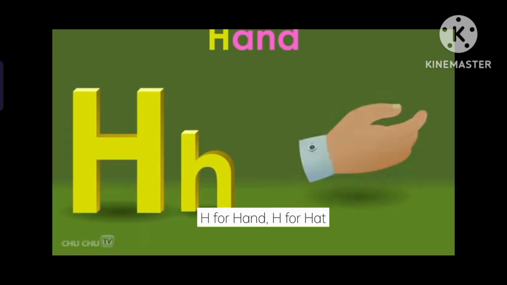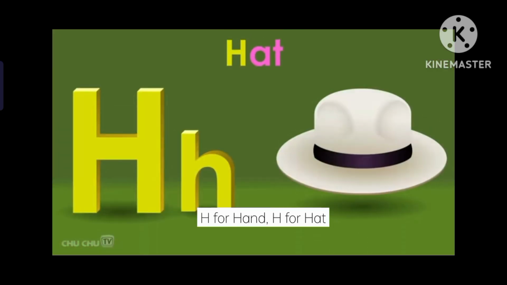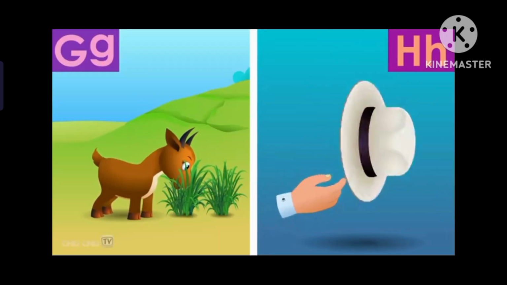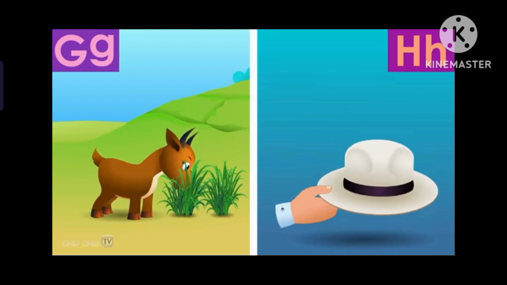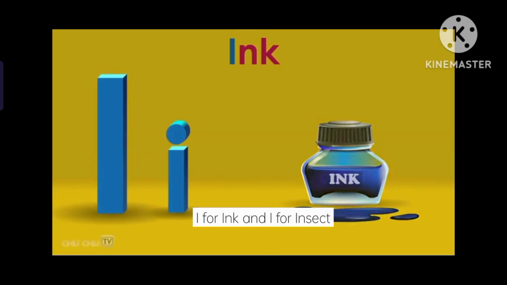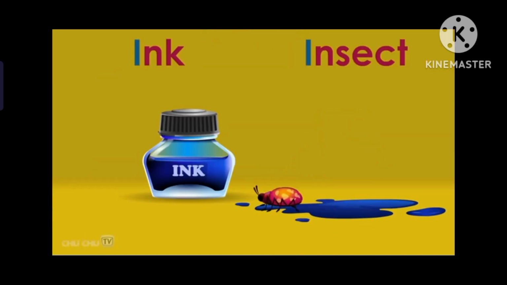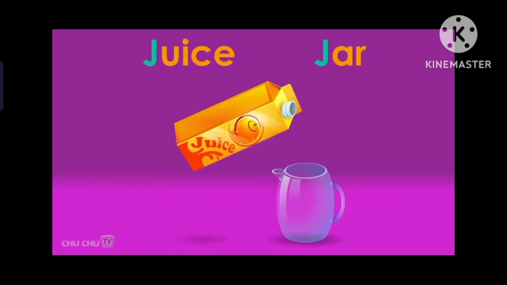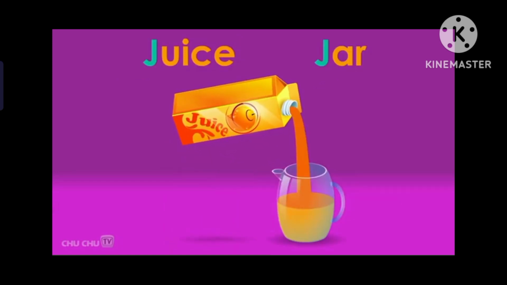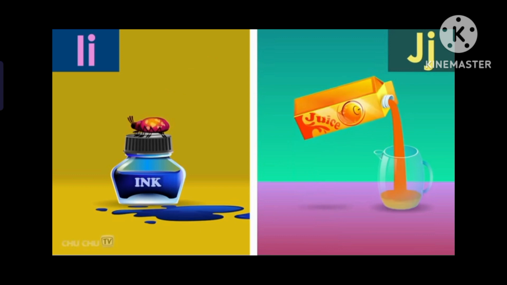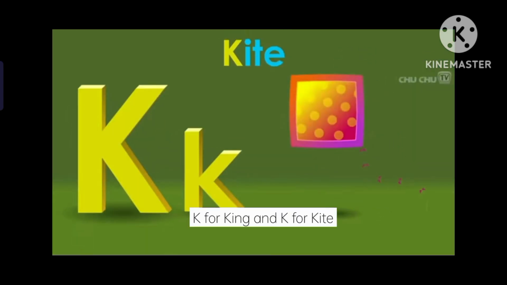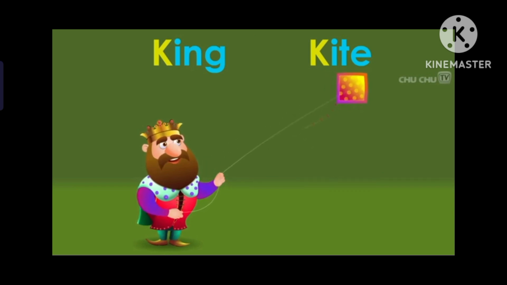H for hand, H for hat. I for ink and I for insect. J for juice, J for jar. K for king and K for kite.